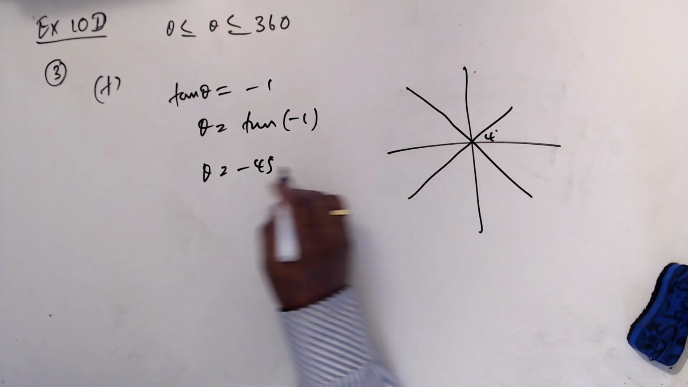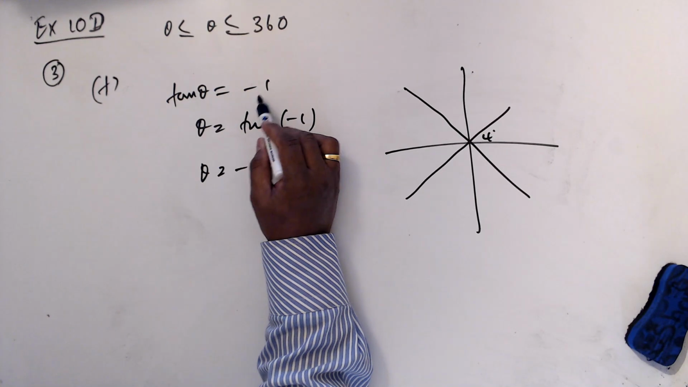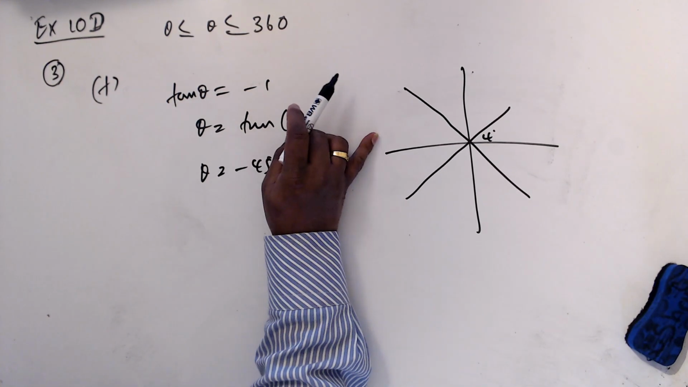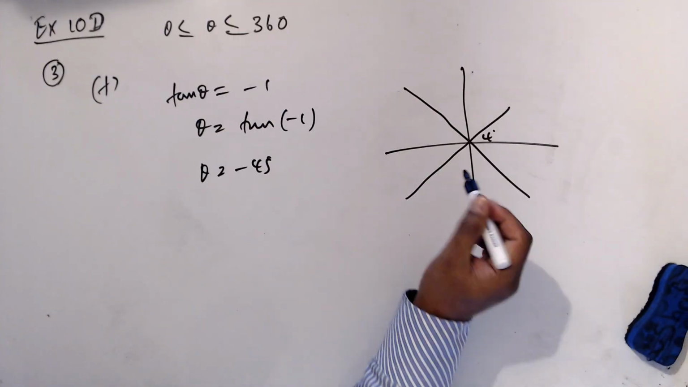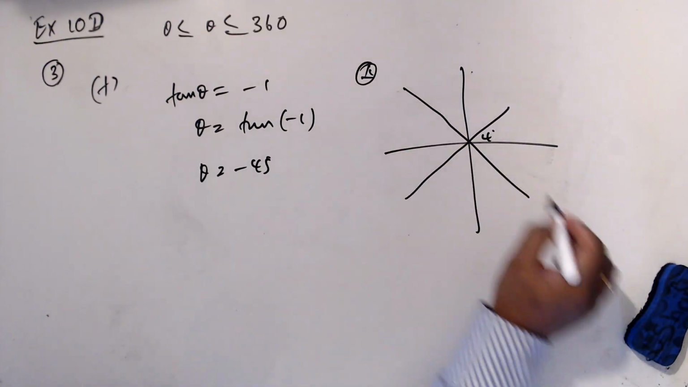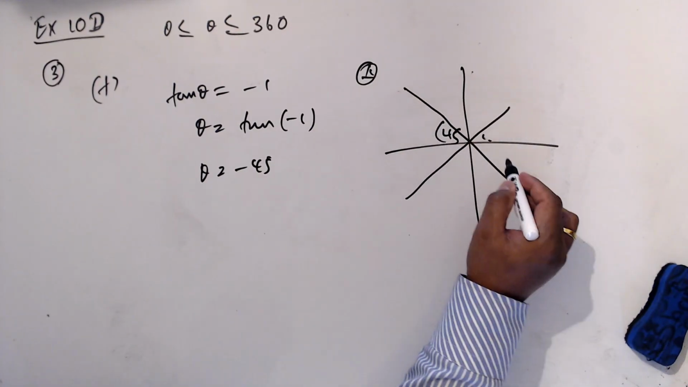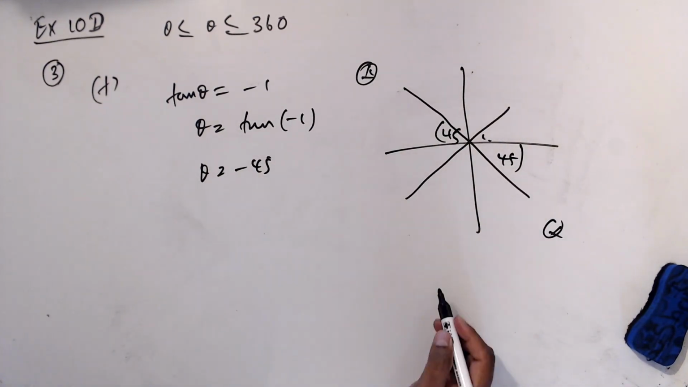So for tan negative, in which quadrant? Tan is negative in the second one and the fourth one. So I need this one and this one in the fourth. I don't need right here. This one is 45 and this one is 45.